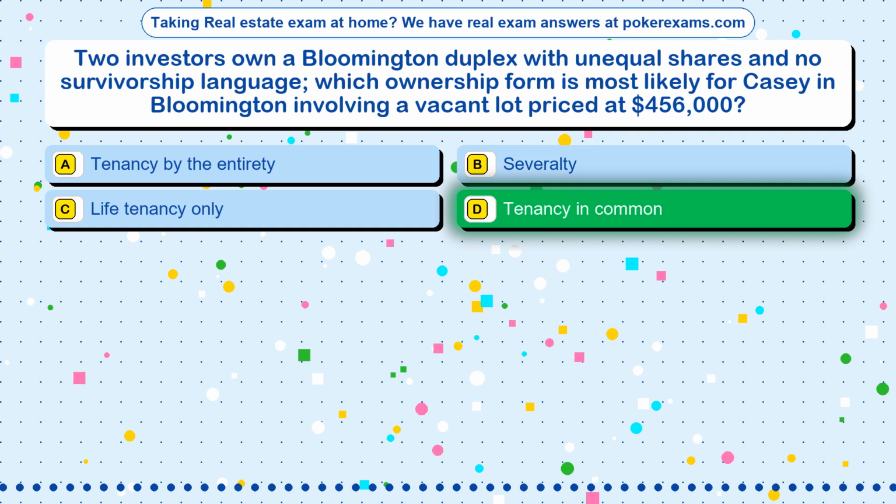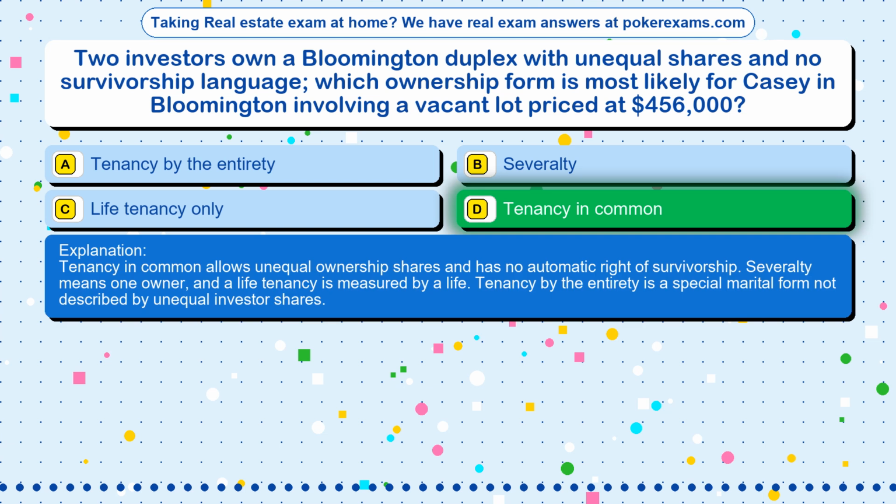The correct answer is option D, tenancy in common. Tenancy in common allows unequal ownership shares and has no automatic right of survivorship. Severalty means one owner, and a life tenancy is measured by a life. Tenancy by the entirety is a special marital form not described by unequal investor shares.